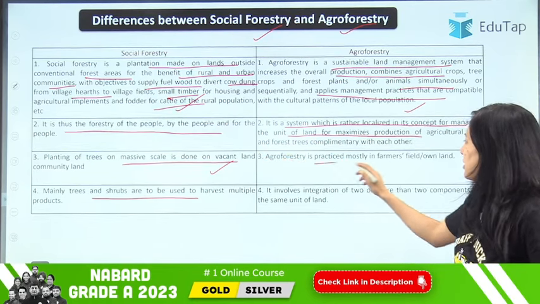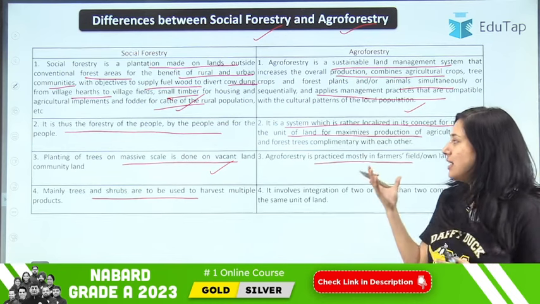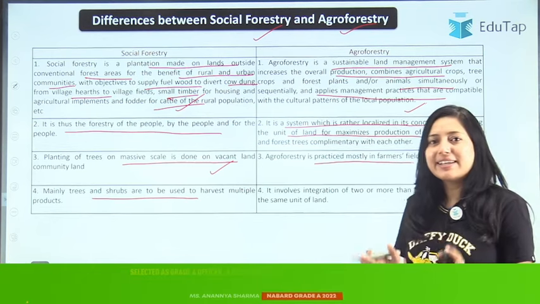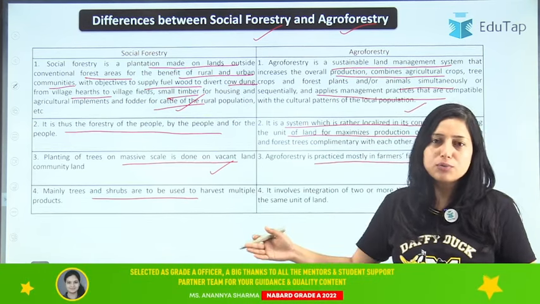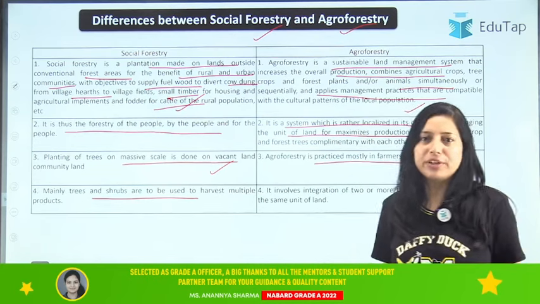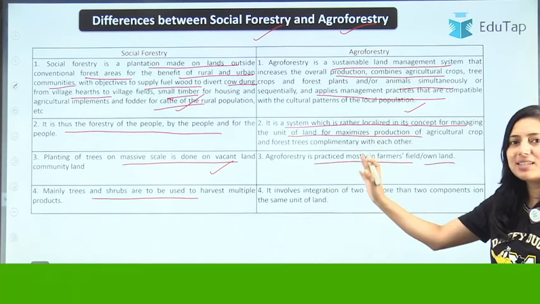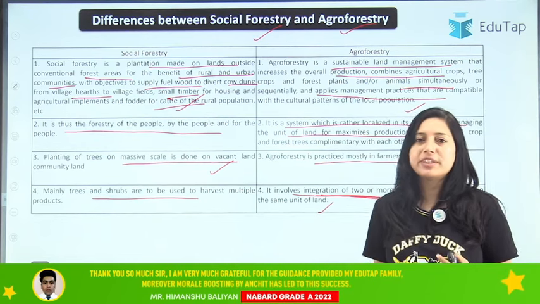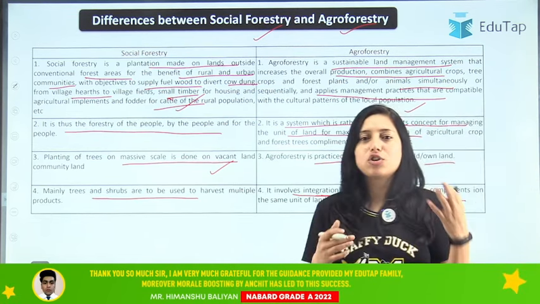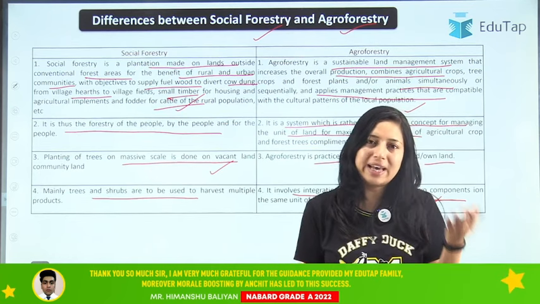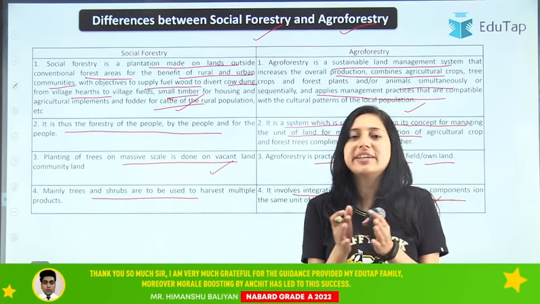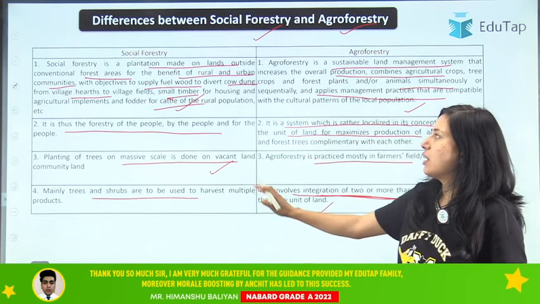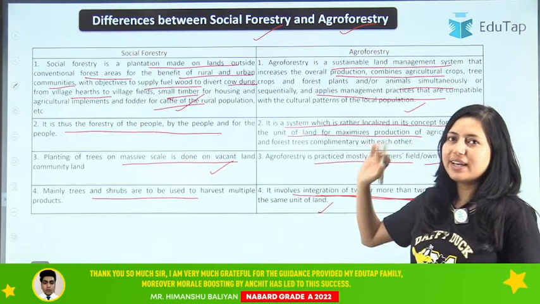Then agroforestry is practiced mostly in the farmer's field. Here the land is the farmer's field or their own land. The land area is small, but in social forestry the land area is large degraded land or community land. So the scale of land is different, right? It involves integration of two or more components on the same piece of land. So basically your agricultural crops and forest crops are both integrated and grown on the same piece of land. Clear? So I think this is clear now. What is the difference between social forestry and agroforestry?